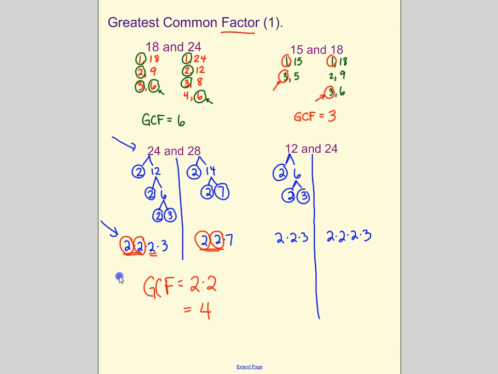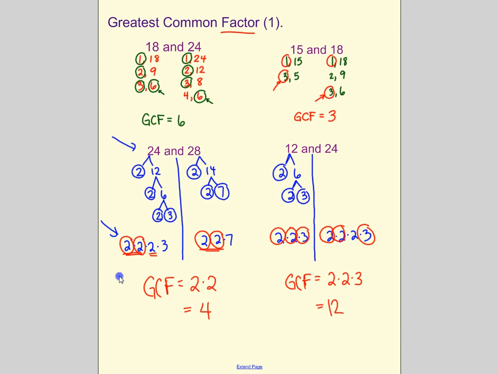So what do they have in common? They both have a 2. Oh, they both have another 2. So they have two 2's in common, and it looks like they both have a 3 as well. So for our GCF, here's what they had in common, a 2, a 2, and a 3. So we go ahead and multiply those together. 2 times 2 is 4, 4 times 3 is 12. So the GCF between 12 and 24 is 12.